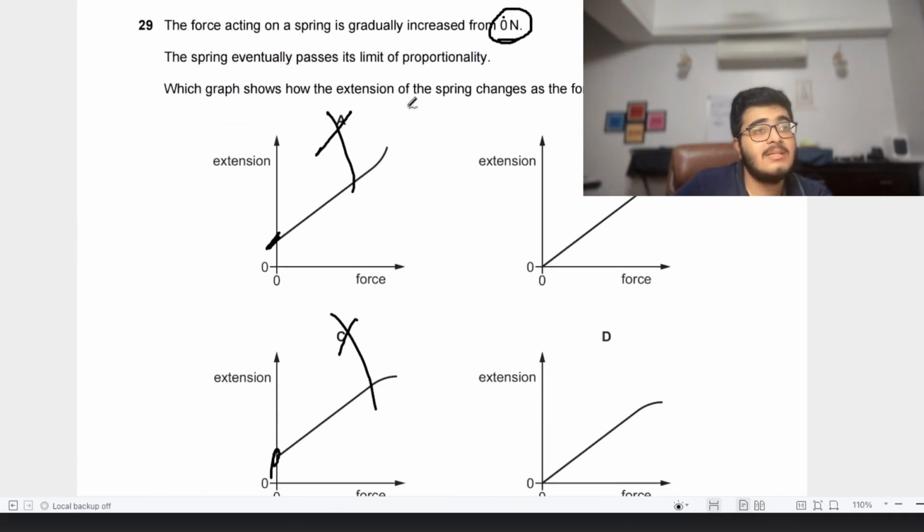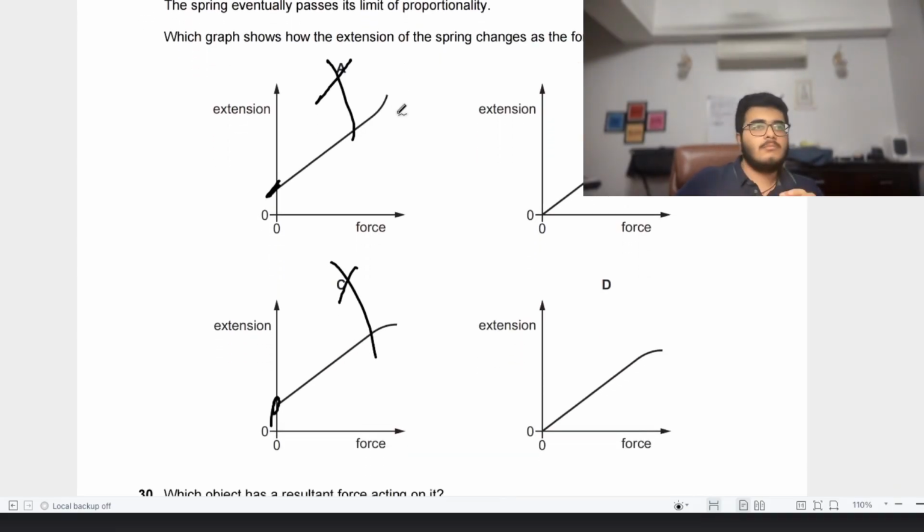Then it says it crosses the limit of proportionality. Now when it crosses the limit of proportionality, it can extend till its infinite amount with force, right? Then it will break. So the correct answer is B.